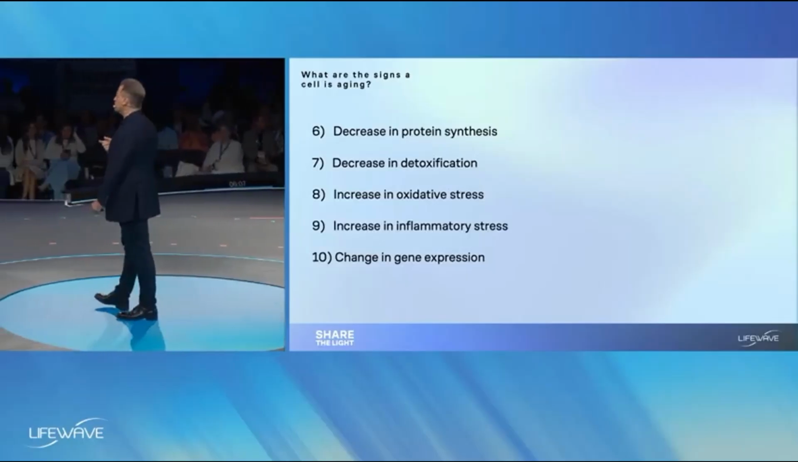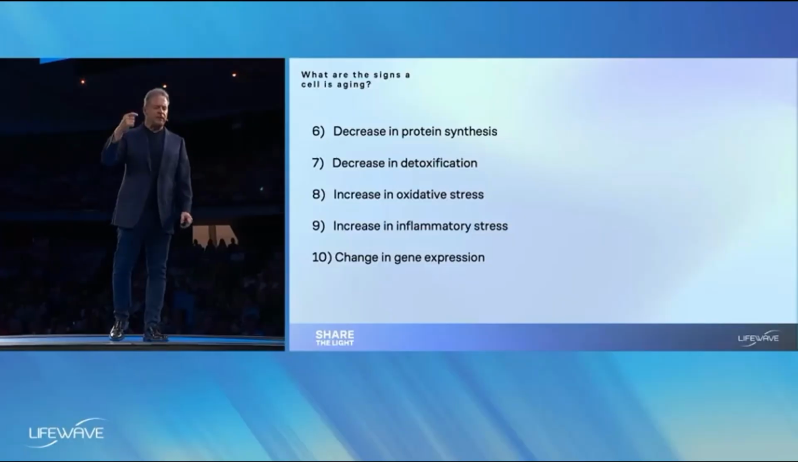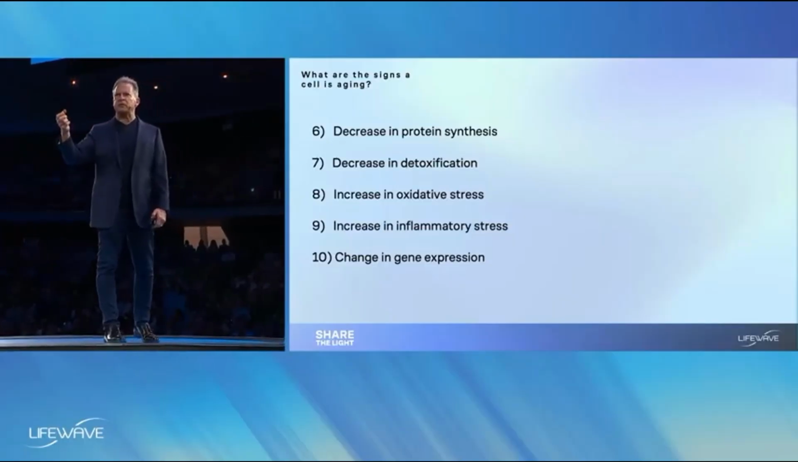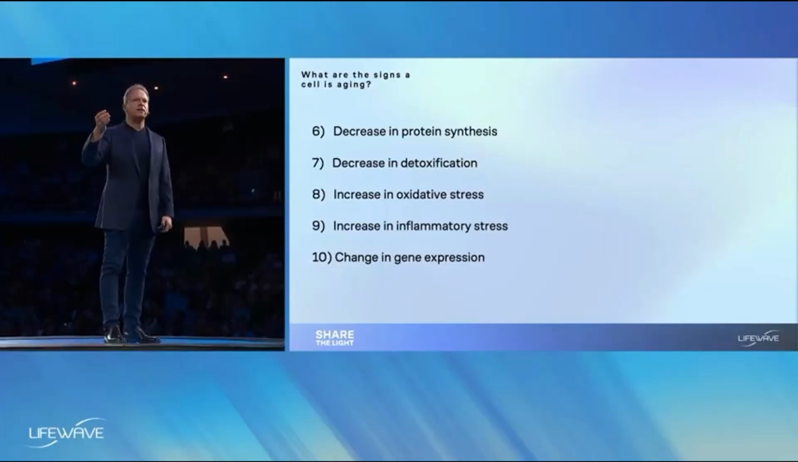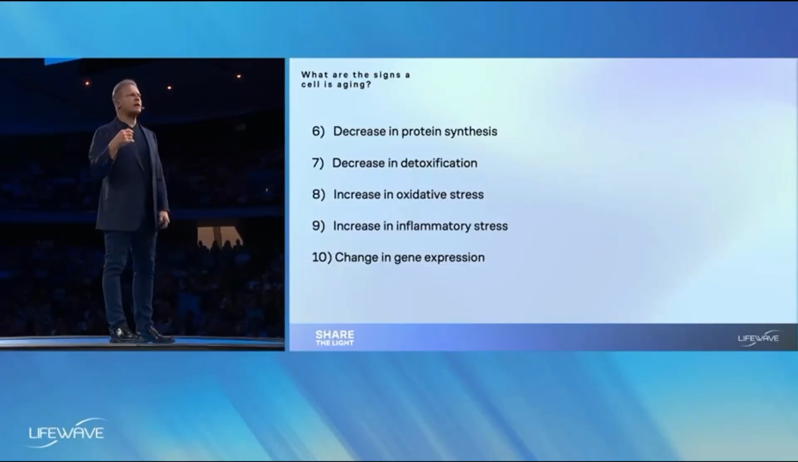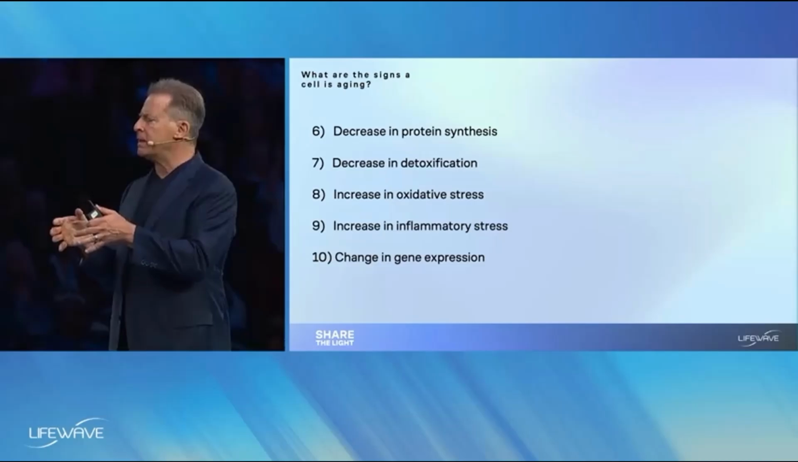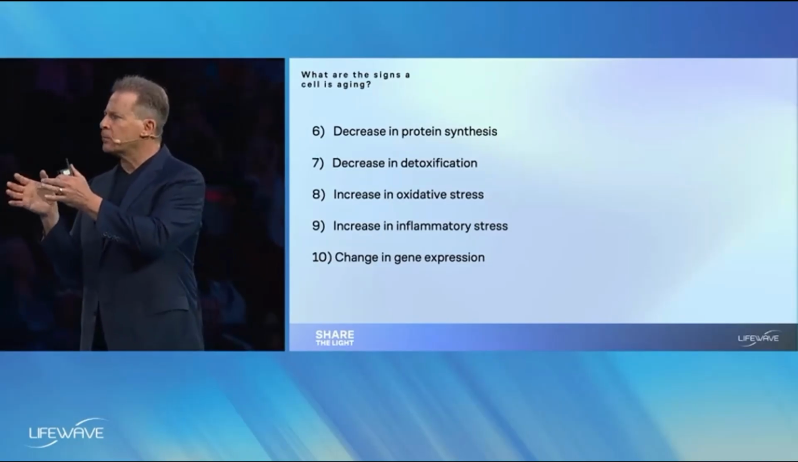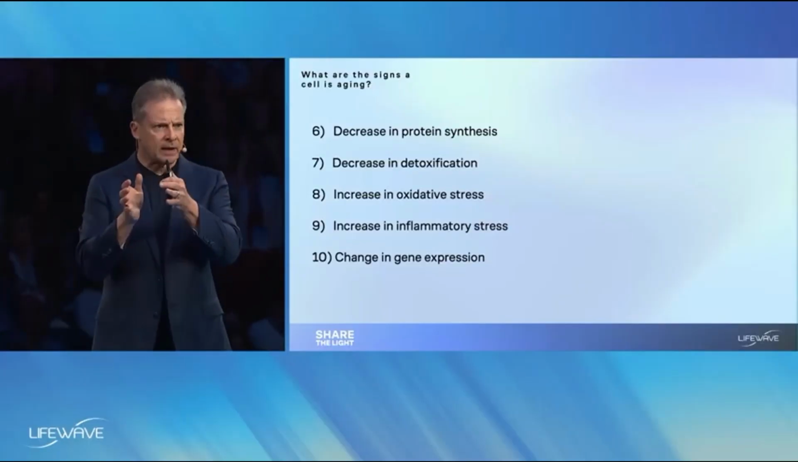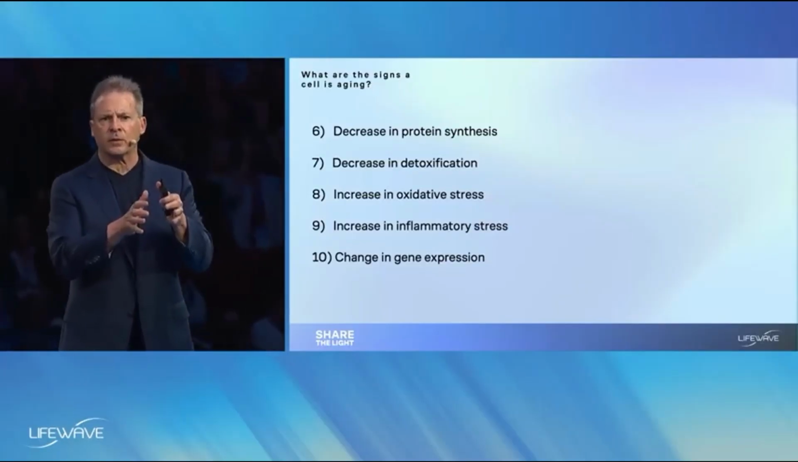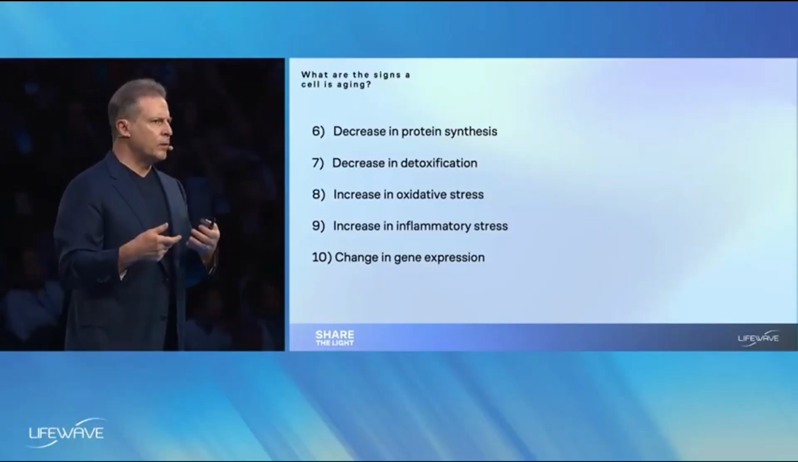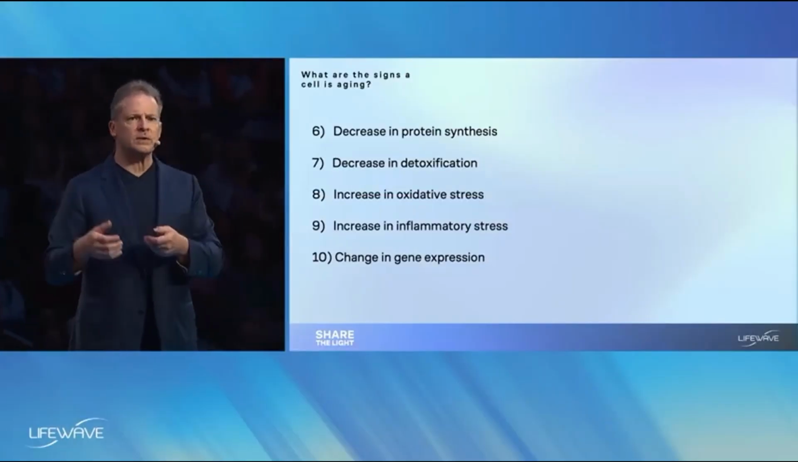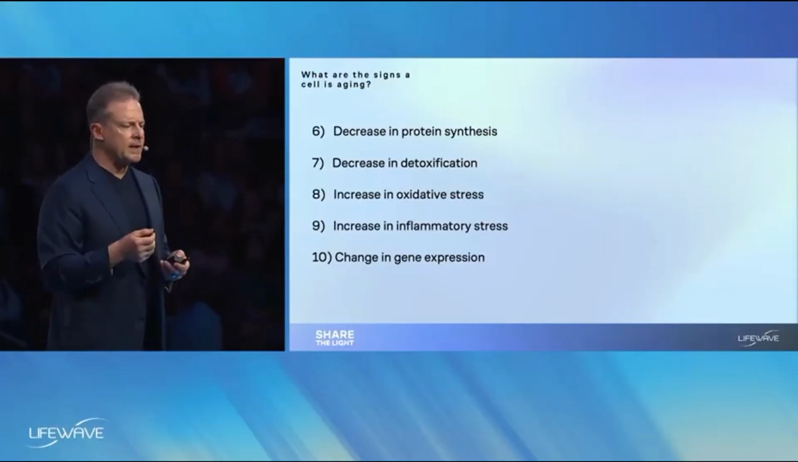Decrease in protein synthesis. So as people get to be 50, 60, 70, they get injured, their ability to heal drops off dramatically, and that's because the ability to make new proteins has declined, and that protein synthesis is again linked to mitochondrial function. So we want to be able to make new proteins so that we can heal. We have to address that.